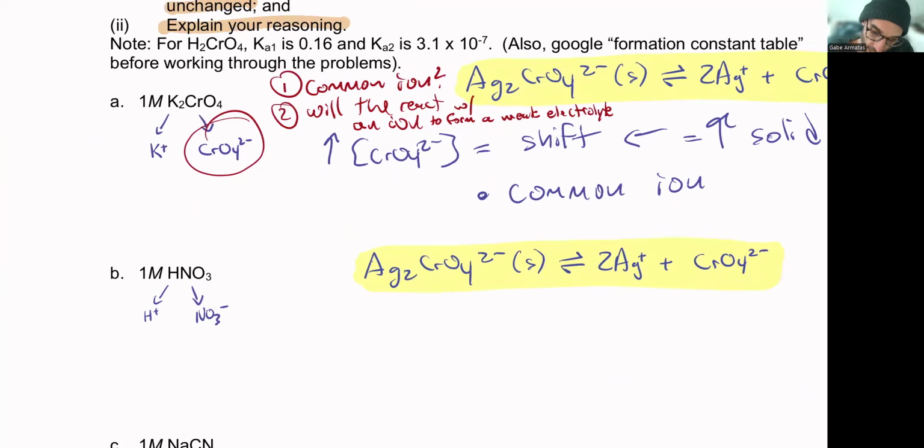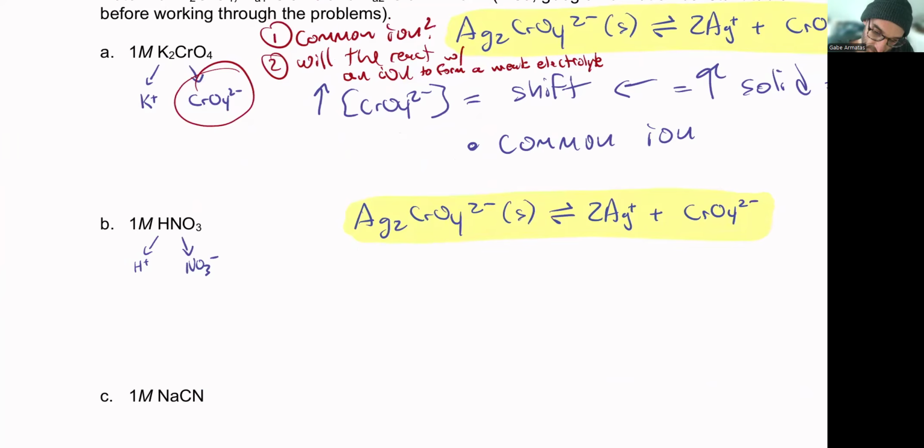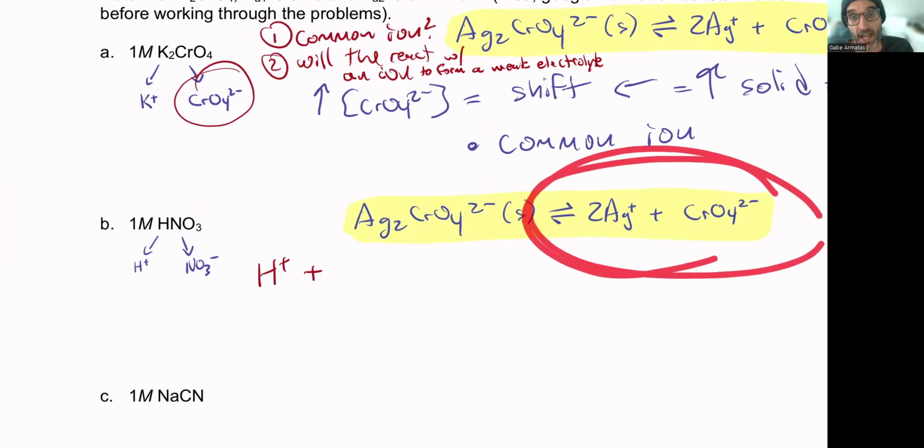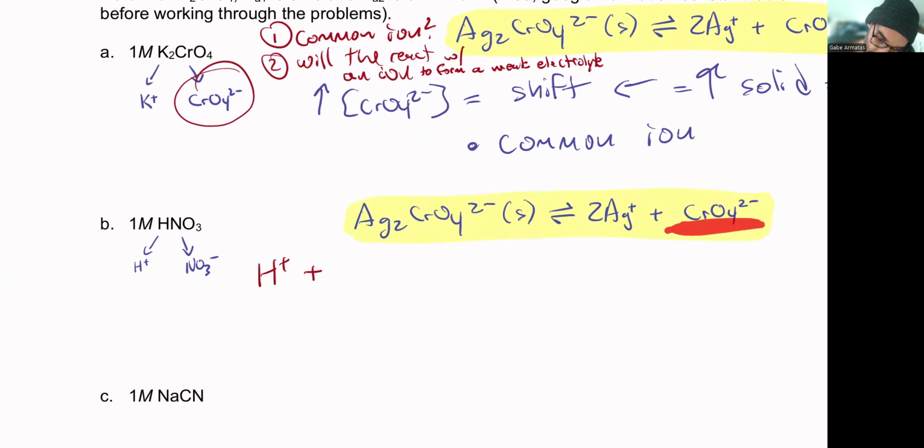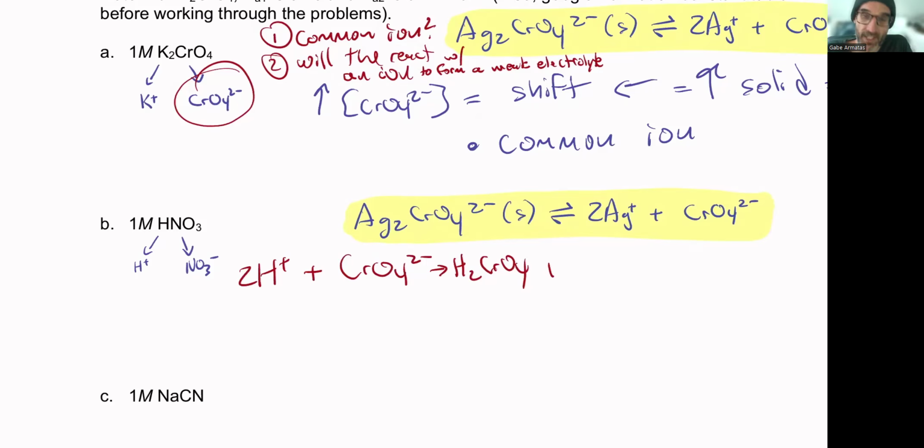Okay, so I have two things. I have H plus and NO3 minus. So H plus could react with which of these two ions? Well, H plus is not going to react with another positive, so it could react with chromate. H plus plus CrO4 2 minus, will balance this out, makes H2CrO4. This is an acid. Is it a weak or strong acid? This is a weak acid.